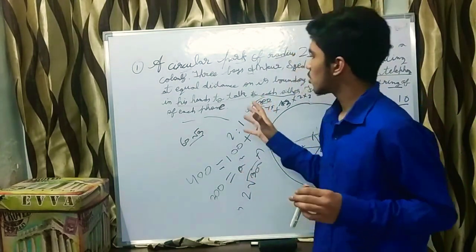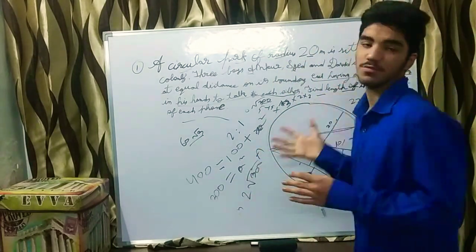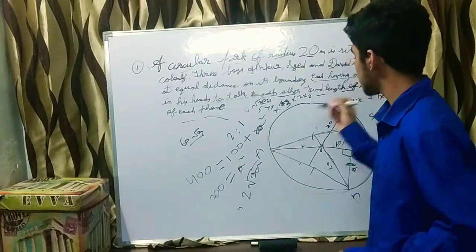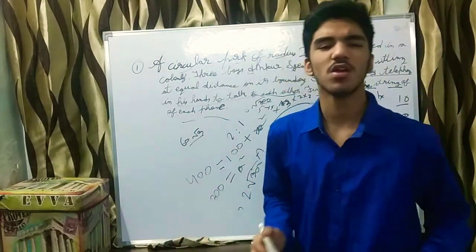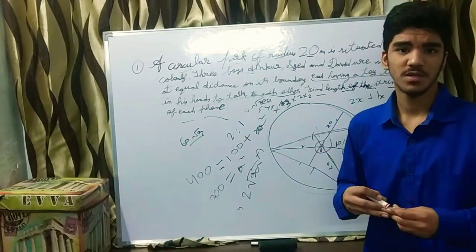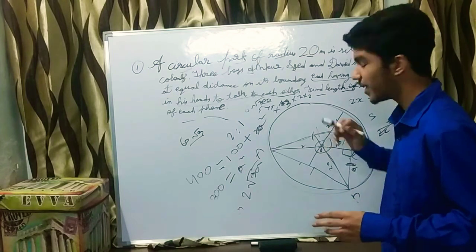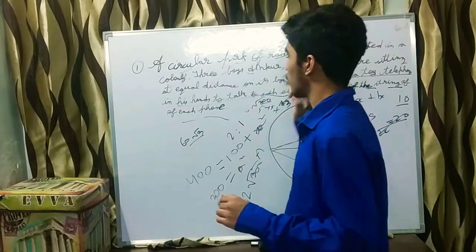So this is the question, and you have to just observe it. Please remember this formula of the centroid. It can be applied anywhere when the intersection of the medians of a triangle is there. So this was theorem 4.